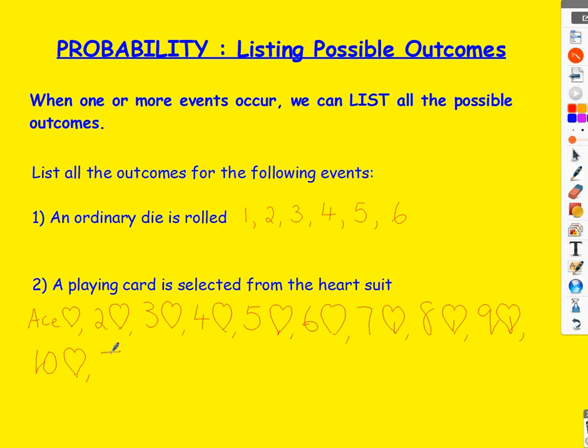Then no 11, we go jack of hearts, queen of hearts, and the king of hearts. Obviously some of you might prefer the ace of hearts to be at the end. I put it at the beginning, but again, the results are put down in a numerical order.